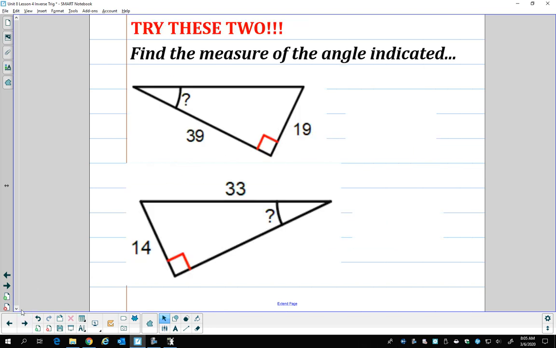So I have a couple here I want you to do. I want you to pause. I want you to actually try and solve these. And then if you press play, I'll reveal the answers. I don't have the work shown, but if you have questions about them, obviously we can do that in class together, no problem. So go ahead and pause right now, try these two, and then I'll show you the answers.